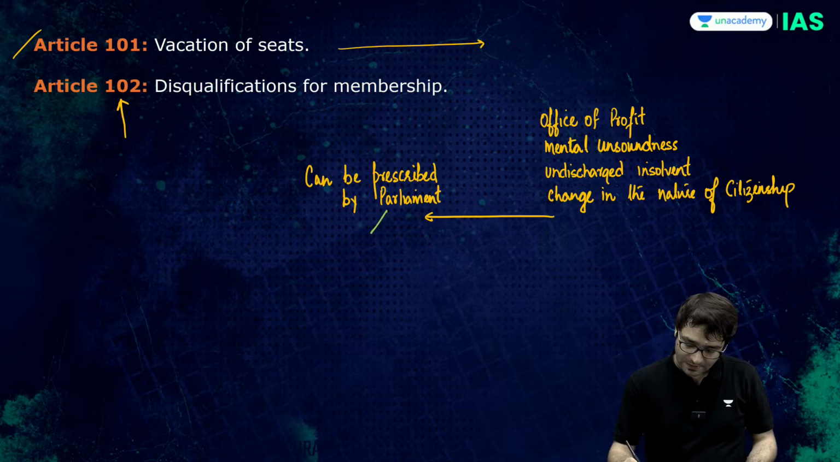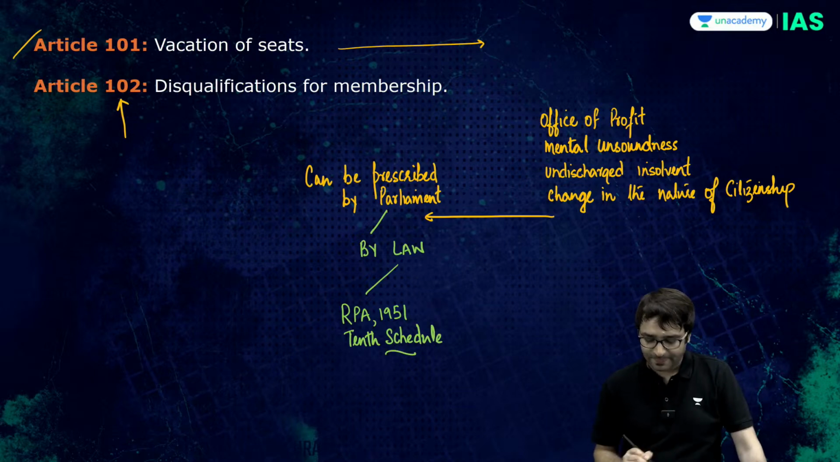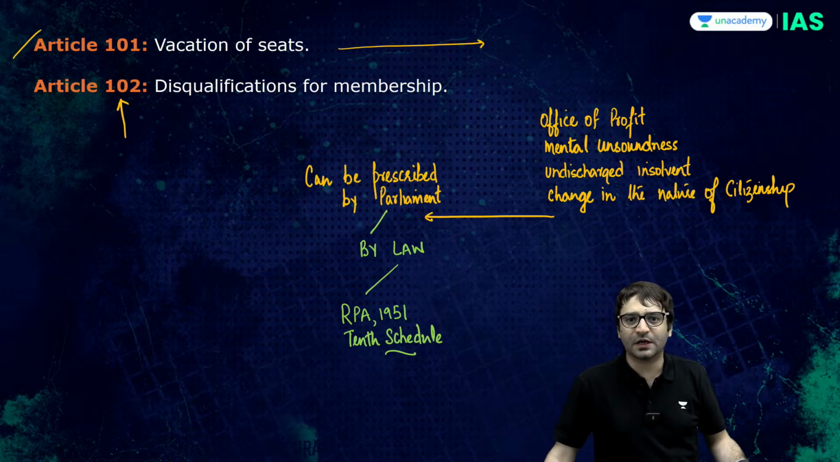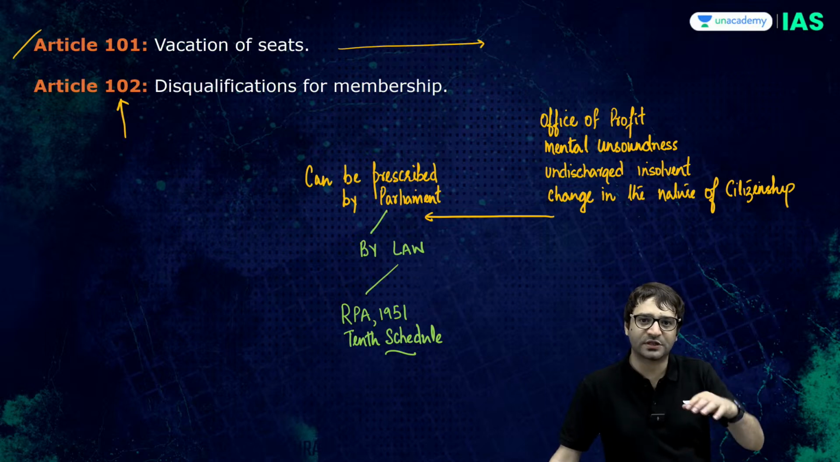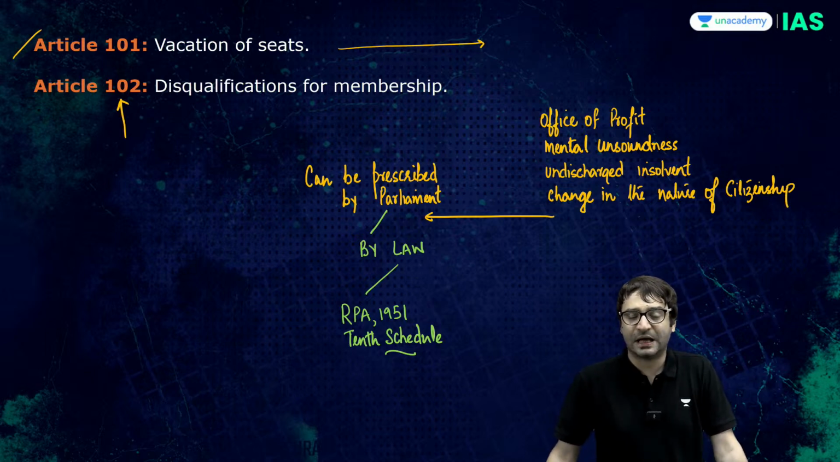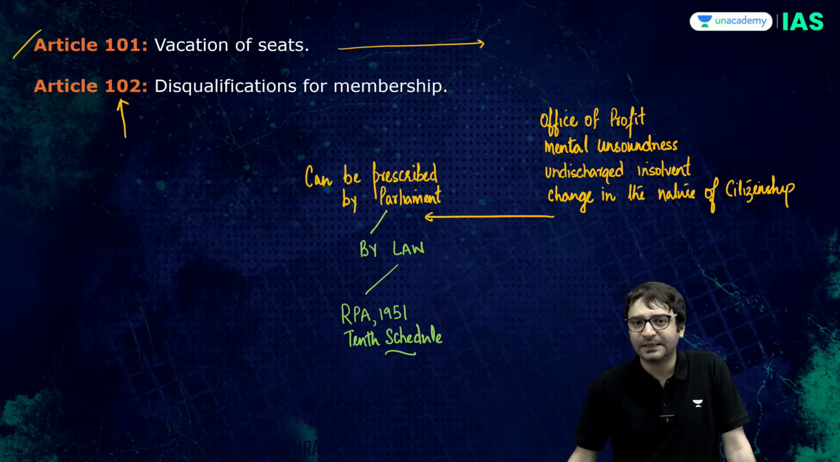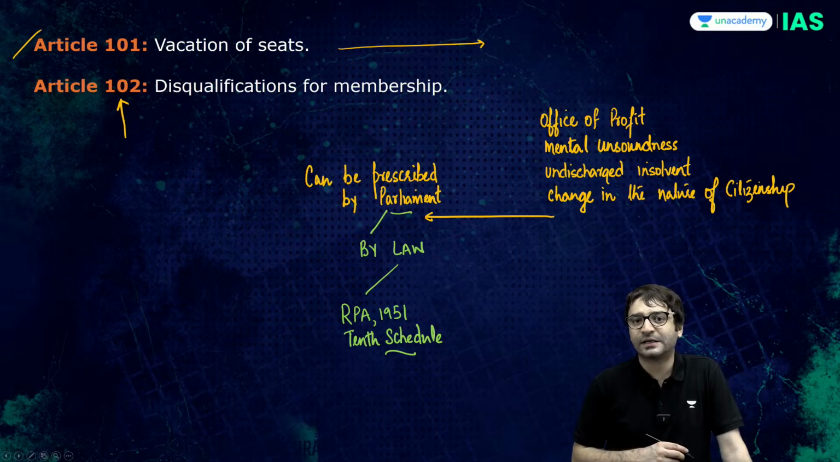How? By law. What is this law? The Representation of the People Act 1951, and the 10th Schedule of the Constitution. We have discussed previously in the Conquer Prelims crash course as well, Section 8 Clause 1 of the Representation of the People Act, Section 8 Clause 2, Clause 3, and Clause 4, which was declared unconstitutional by the court in the famous landmark Lily Thomas versus Union of India, 2013. So additional grounds of disqualification can be prescribed by Parliament by enacting a law. Clear?